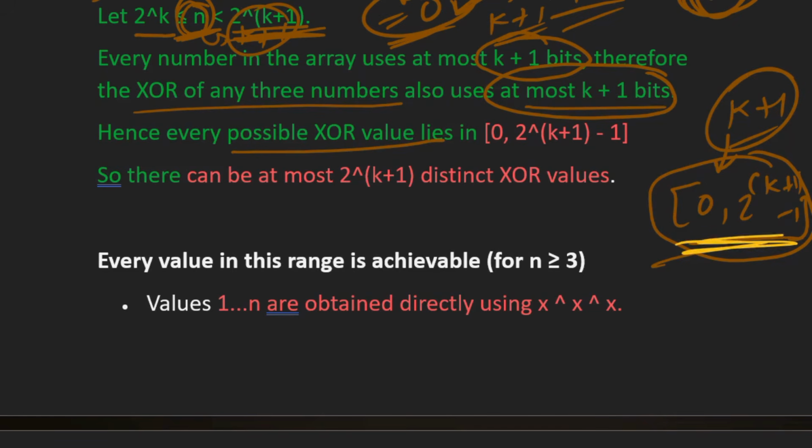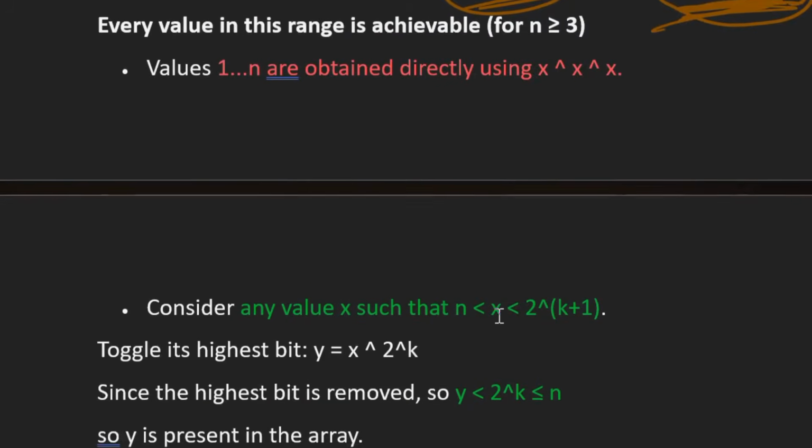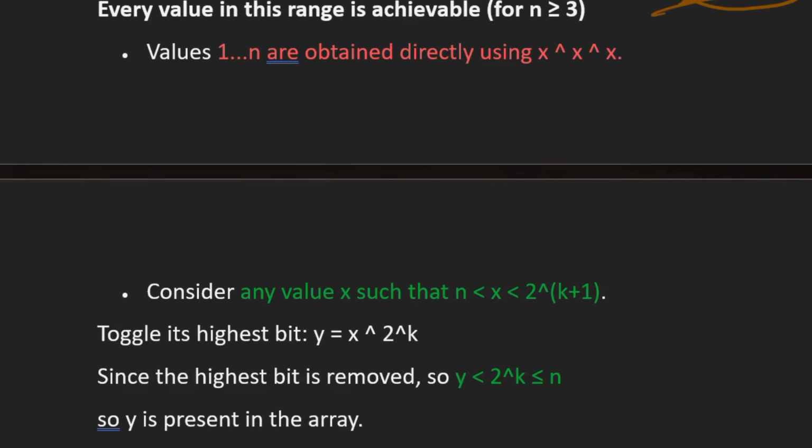So in total, how many XOR values are present in this range? That is 2^(k+1). So at most 2^(k+1) distinct XOR values we can achieve, right? So let's see the proof for this. For n greater than or equal to 3, we know we get the values from 1 to n using the property x XOR x XOR x, which will give us the answer x.